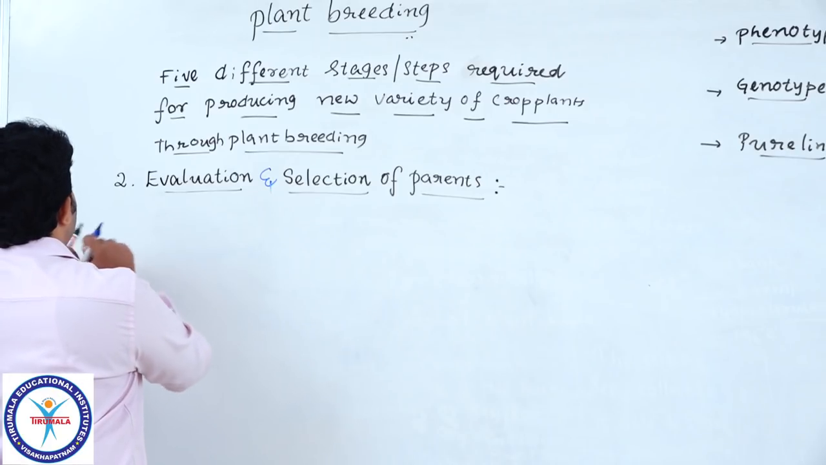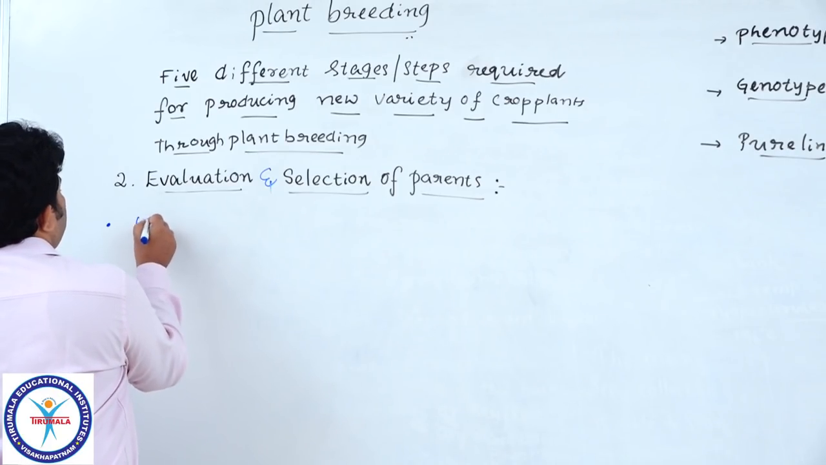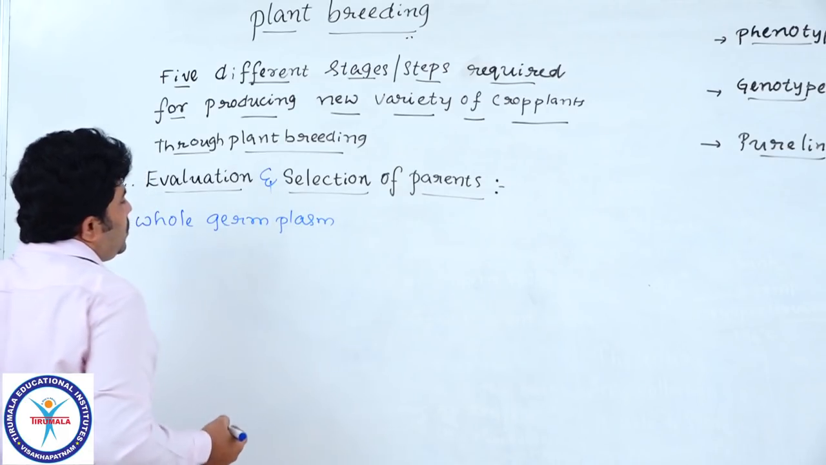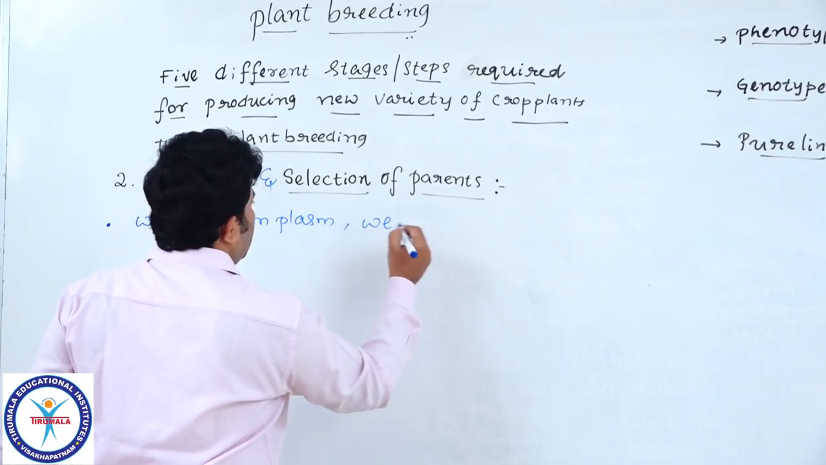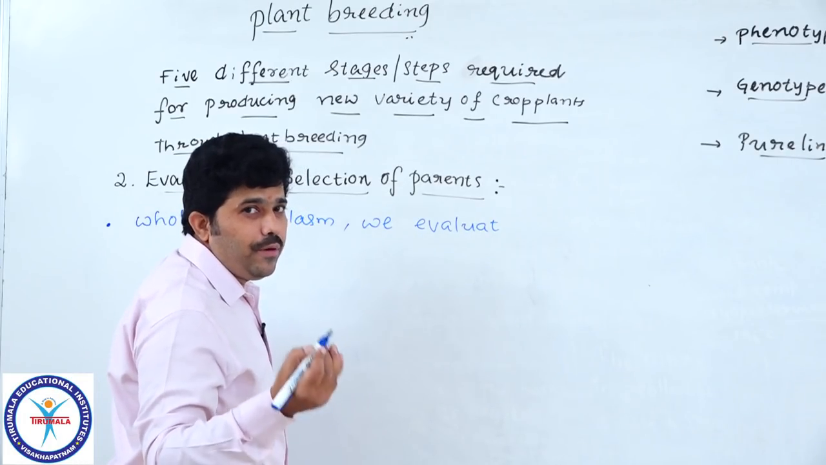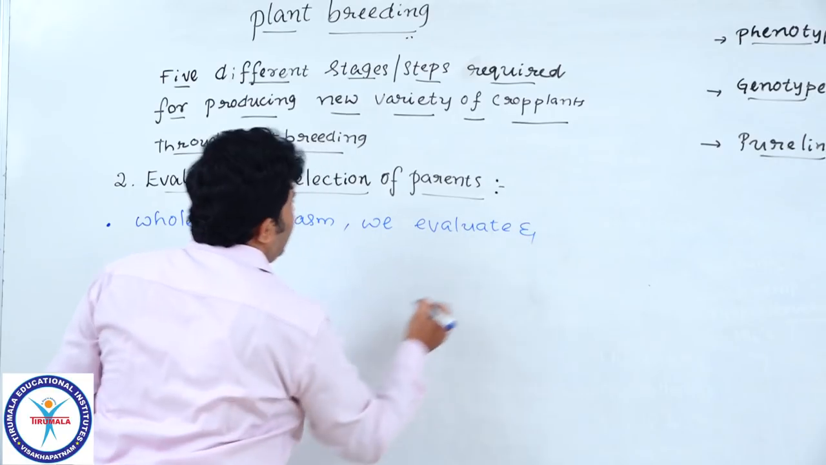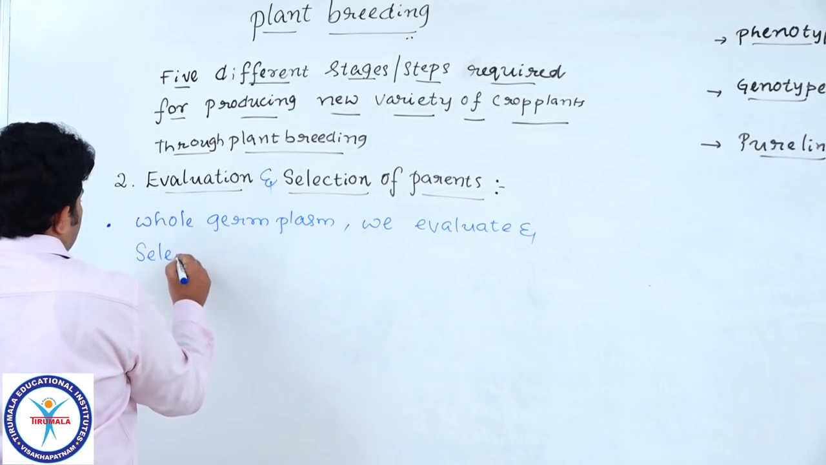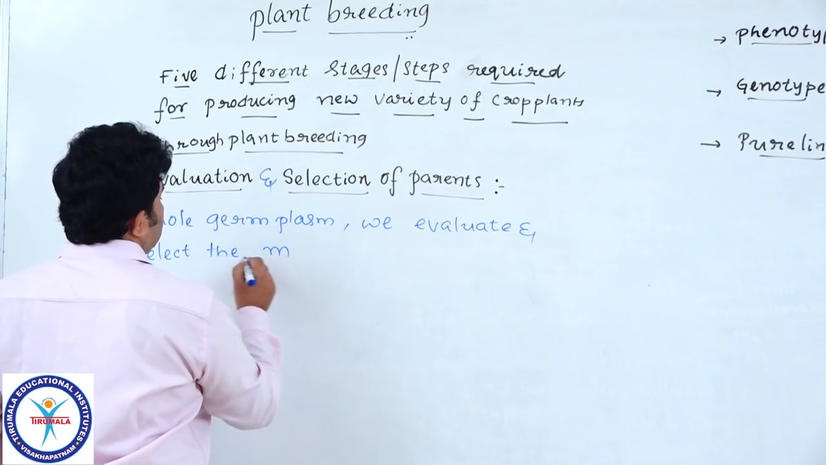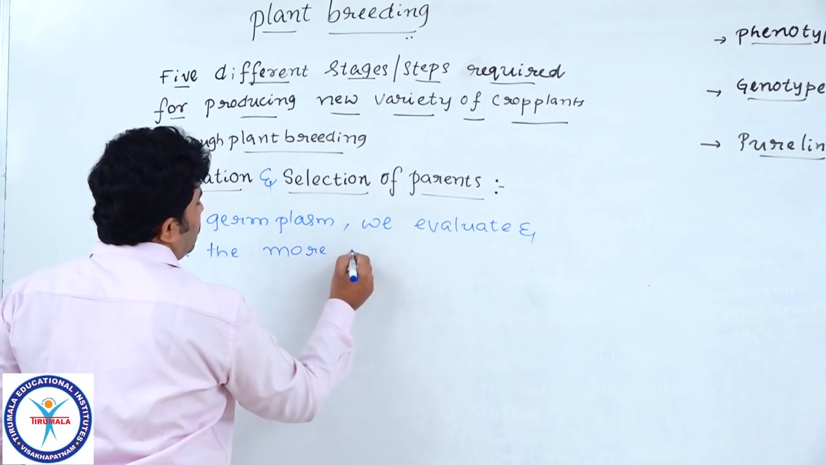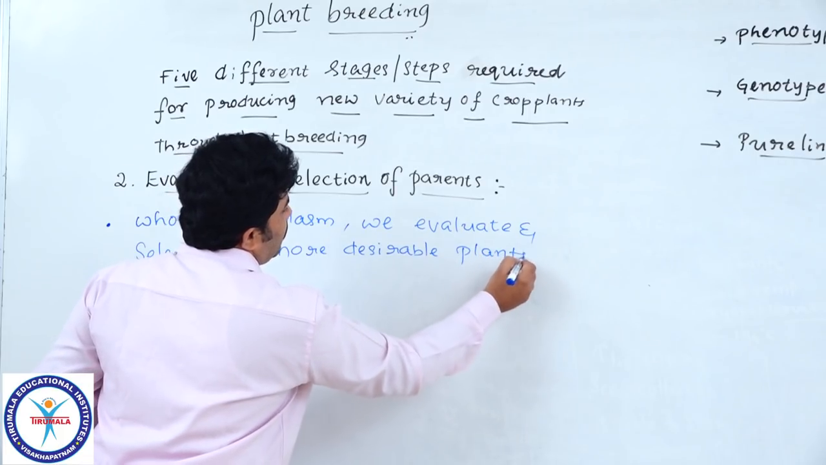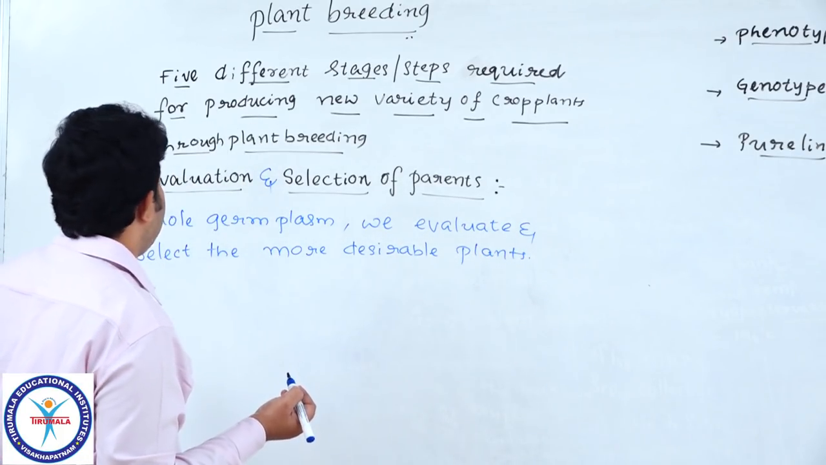So what we are doing here: the whole germplasm, we evaluate. What are the better quality plants we have seen? So evaluate and select the more desirable plants. The whole germplasm we evaluate and select the more desirable plants.